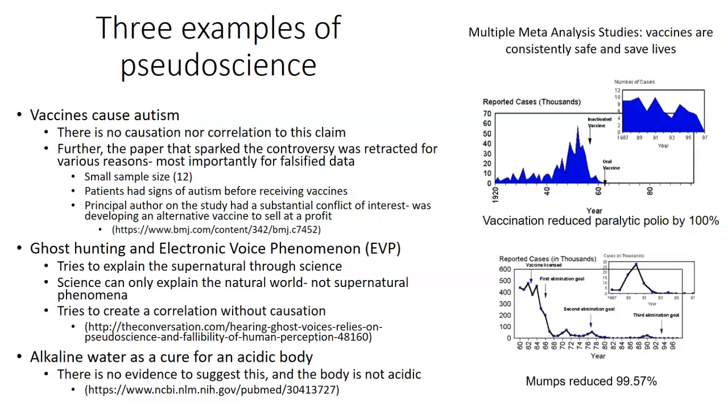So alkaline water is a very common thing that people take nowadays. It's prevalent. And the reason they sell it is because they say it's a cure for an acidic body. In reality, there's no evidence to suggest this. And the body itself is not acidic. Your pH is above a pH of 7. It's actually slightly alkaline already.